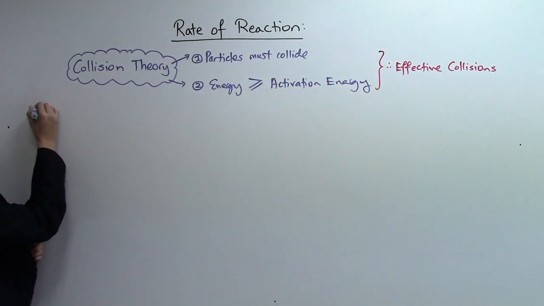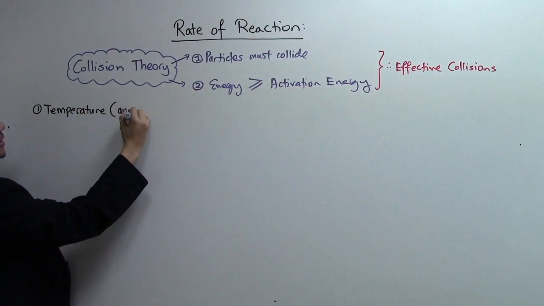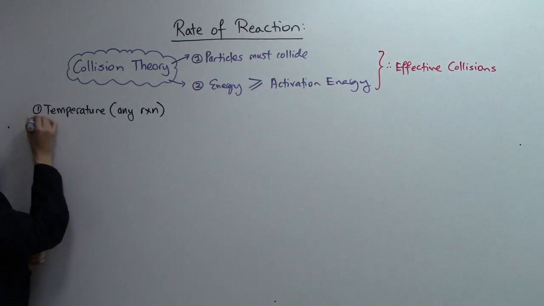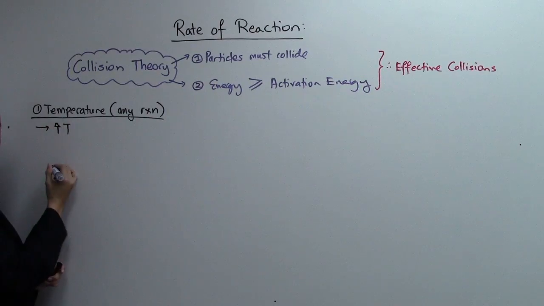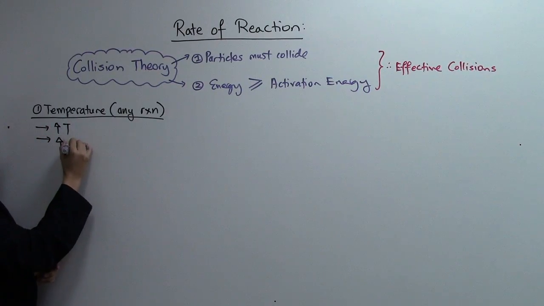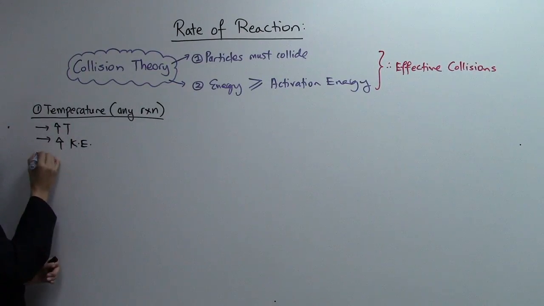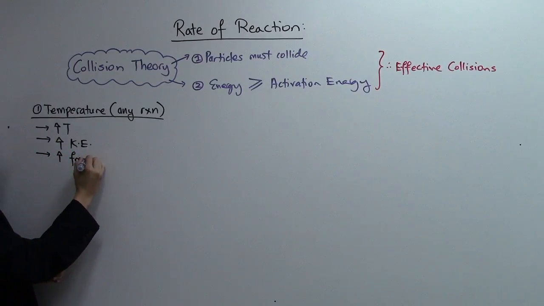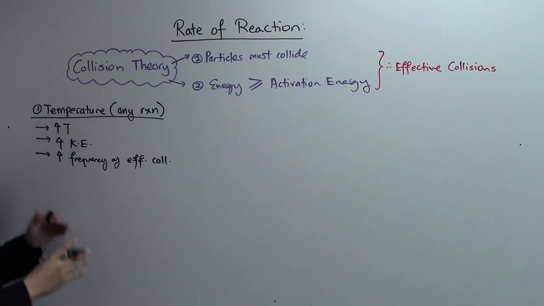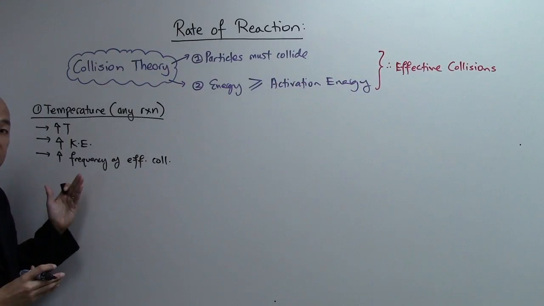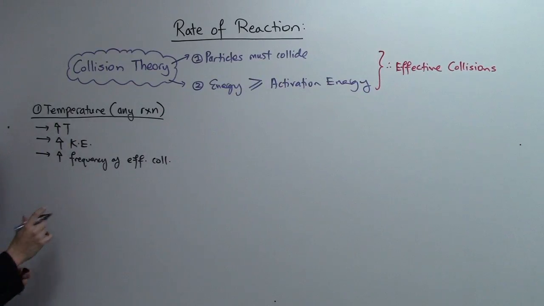First factor will be your temperature. Alright? Temperature affects any reactions. Any reaction will be affected by this temperature factor, such that when you increase the temperature, you will then increase the kinetic energy of the reacting particles. So the particles move faster. This obviously will increase the frequency of effective collisions. Alright? And this will cause the rate of reaction to increase. And yes, these are all the keywords they were looking for in an exam. Alright? So this is the first factor, temperature.